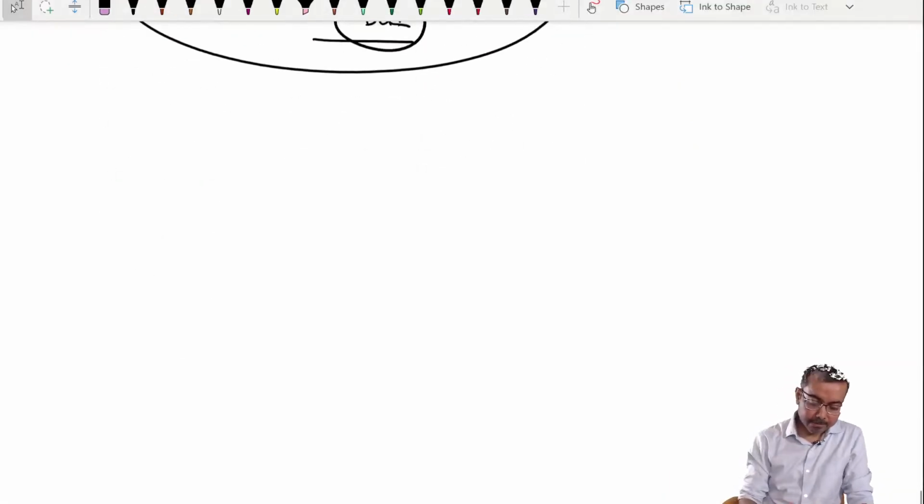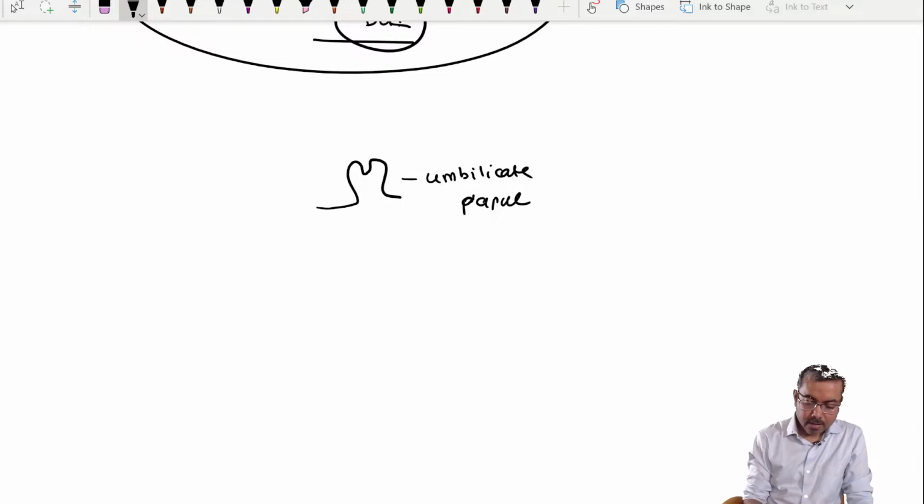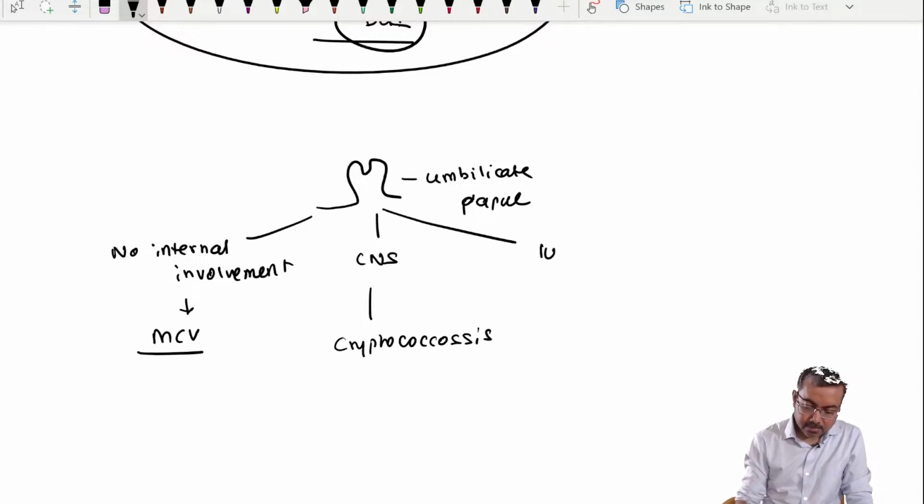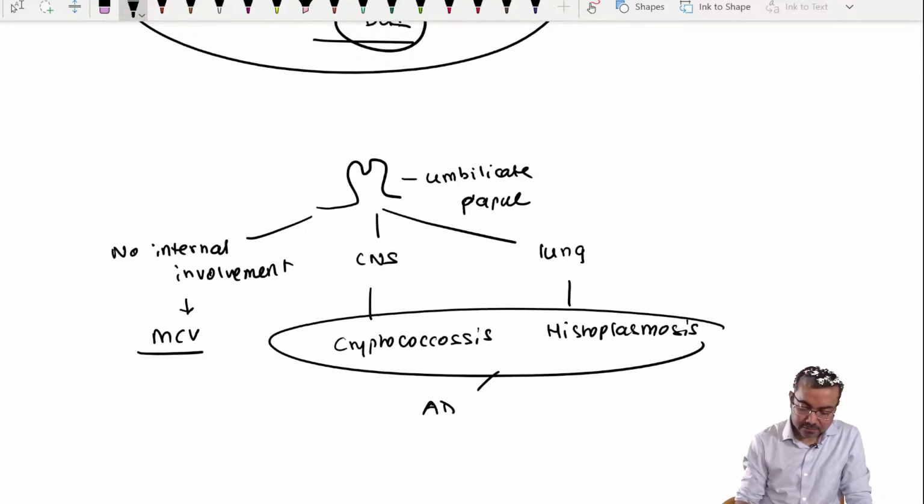I'm going to give you a chart again. Any umbilicated papule, if it says no internal involvement in this lesion, body is fine, then the answer will be molluscum contagiosum virus. If the question says some CNS involvement, then answer cryptococcosis. And if the question says some lung involvement, then the answer is histoplasmosis. Both these are AIDS defining illnesses, ADIs. This is even happening in normal people.